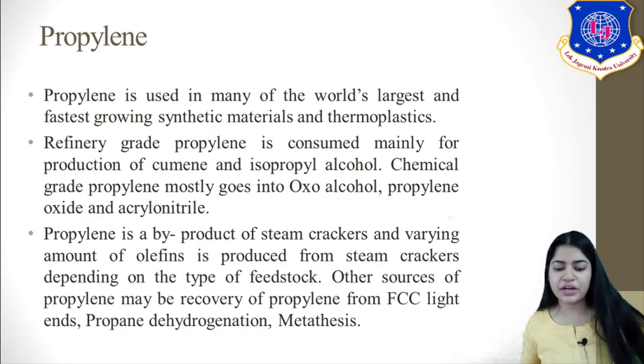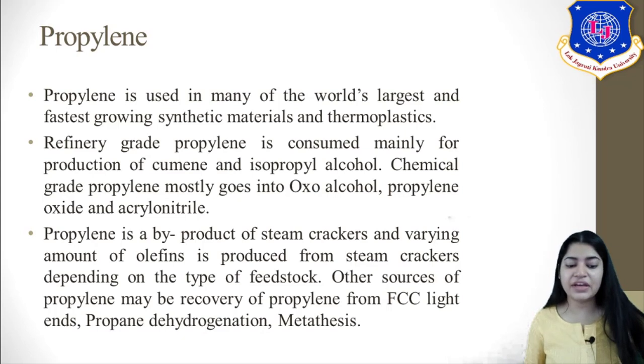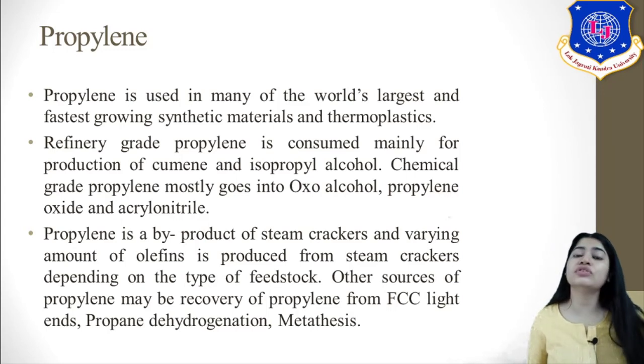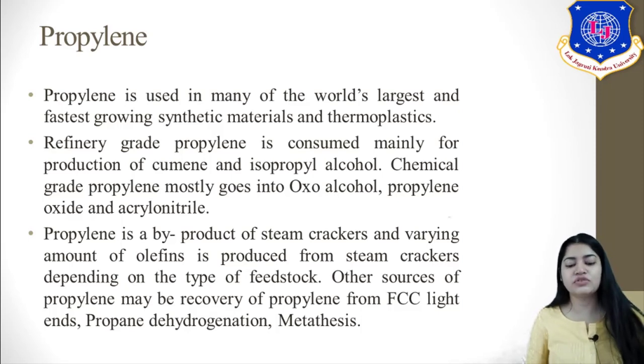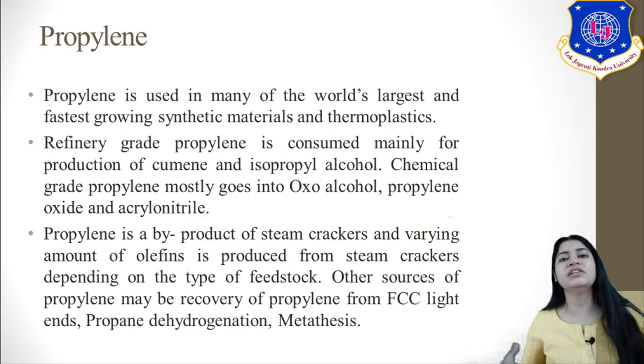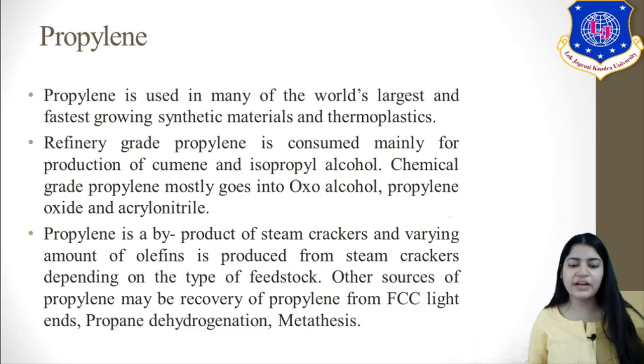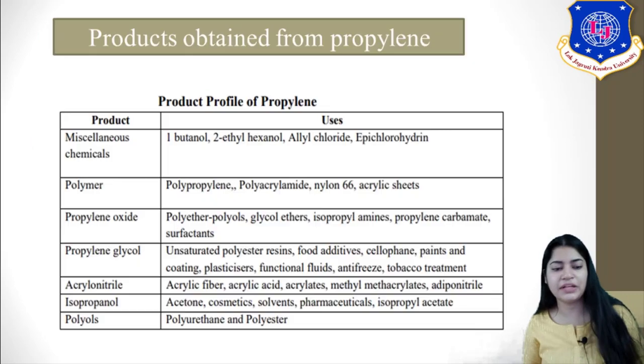Propylene is a byproduct of steam crackers, and various amounts of olefins are produced from steam crackers depending on the type of feedstock. So now, the source of propylene is what? It is a byproduct of steam crackers. Other than that, it is obtained from recovery from FCC units, and from propane dehydrogenation and methanation processes, where you also get propylene as a byproduct. So these are the major sources of propylene.